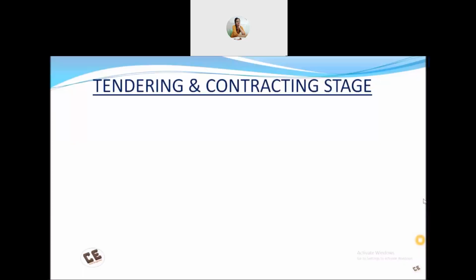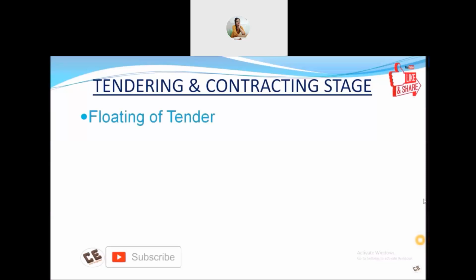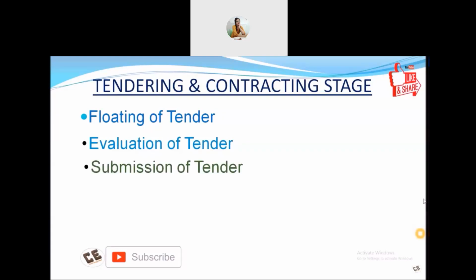The tendering and contracting stage. In the tendering and contracting stage, there are some points. First of all, after completion of the tender documents, we float the tenders to the vendors. And next is evaluation of tender. Evaluation of tender is done by the contractor. First of all, he evaluates and fills in the tender, and then after the evaluation and filling, he submits the tender to the client.